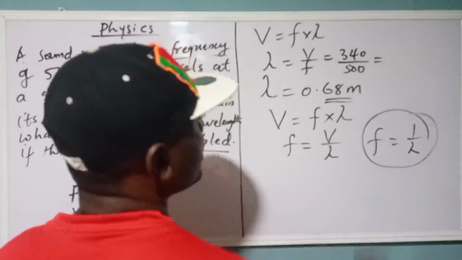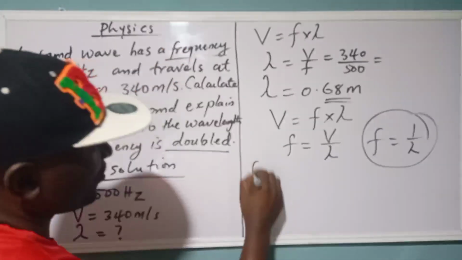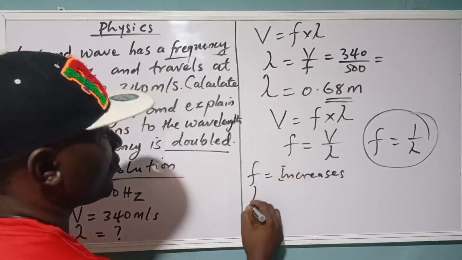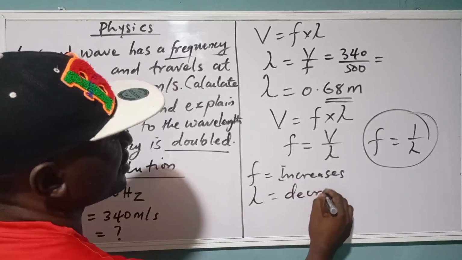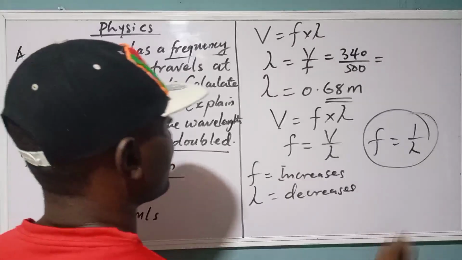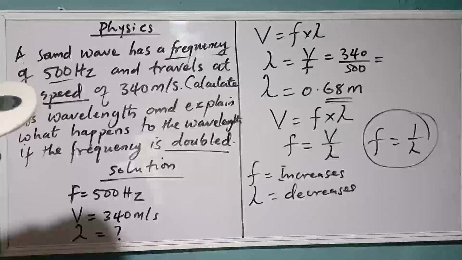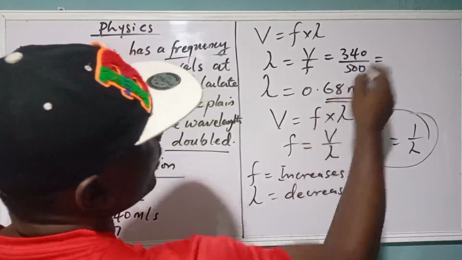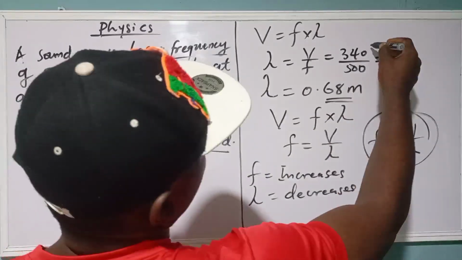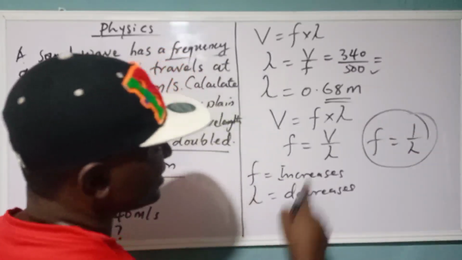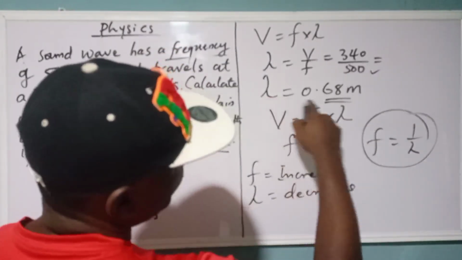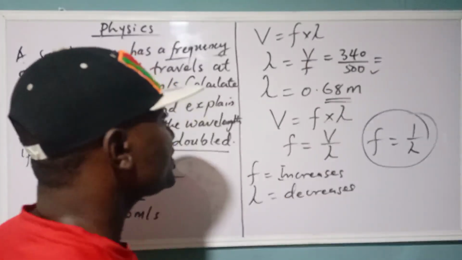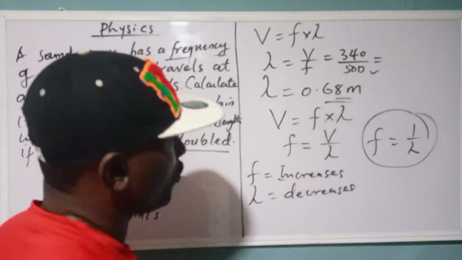So what this condition means is that as frequency increases, wavelength does what? Decreases, and vice versa, right? But then there is a condition. Frequency here is very high, 500. So as frequency increases here, the first point of contact is that the wavelength must what? Reduce, so it can never be this value anymore.